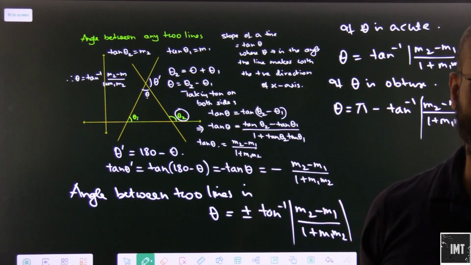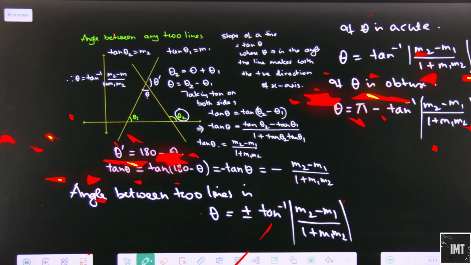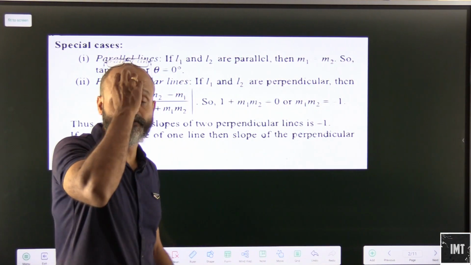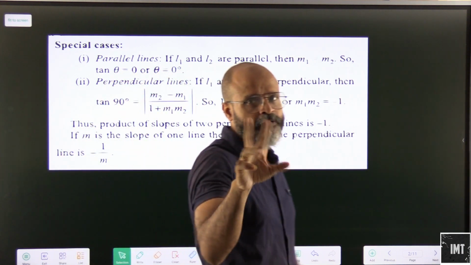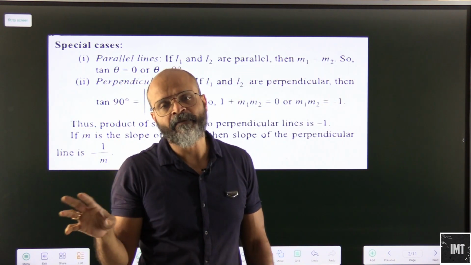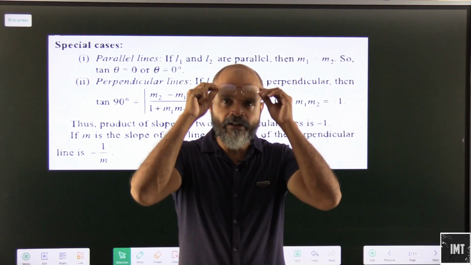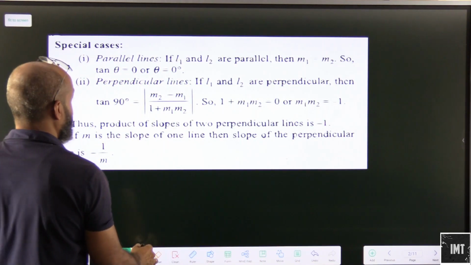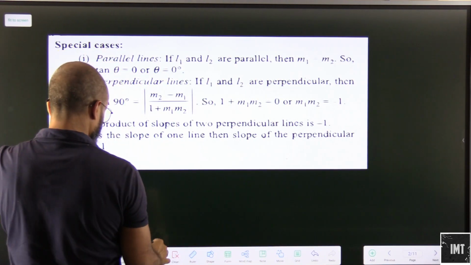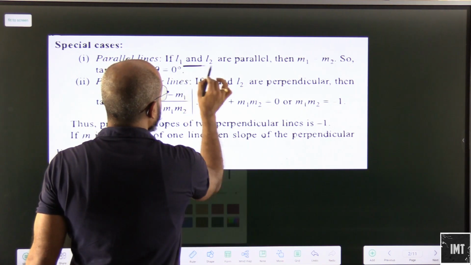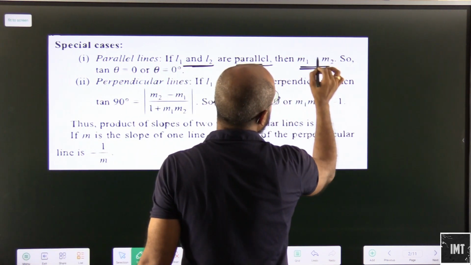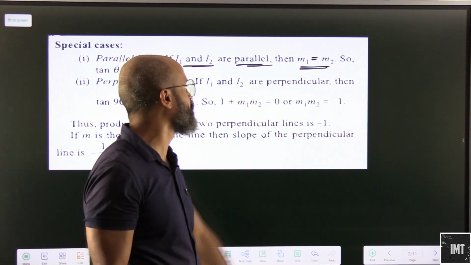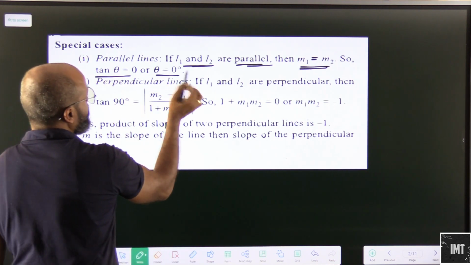Now we have certain special cases in the angle between two lines. If there are two lines, the angle between them is given as tan inverse of (m2 minus m1) upon (1 plus m1 m2). So let's say we have two parallel lines. If L1 and L2 are parallel, then m1 will be equal to m2, so tan theta is equal to 0 or theta is equal to 0.